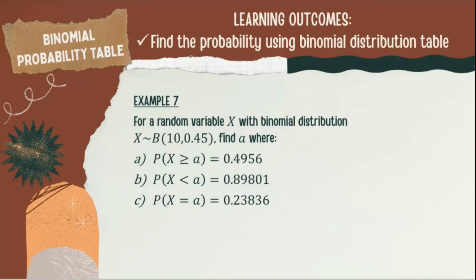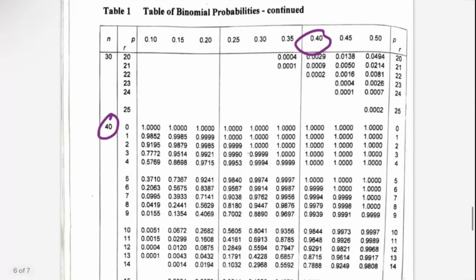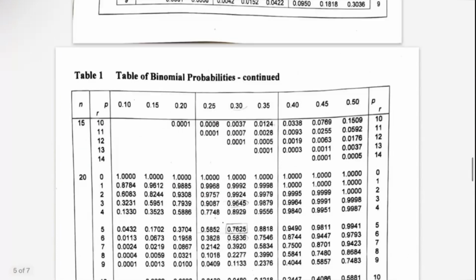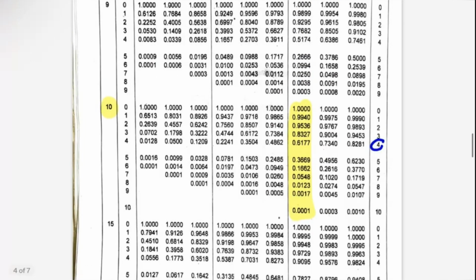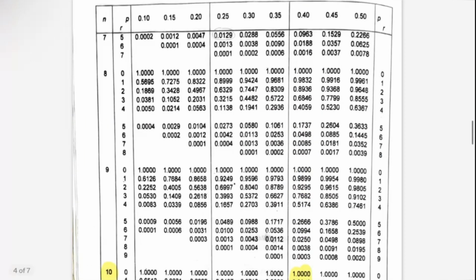Okay, tadi kita tengok kalau dia dah bagi R, kita nak cari probability dia dekat mana. Okay, now macam mana kita nak dapatkan R apabila dia bagi probability. Okay, this time macam mana kita nak buat. So let's look at the first one. So sebelum itu, kita pergi kepada page yang N kita adalah 10 and P kita adalah 0.45. So N kita 10, 0.45. So saya scroll ke atas lagi, 10. Okay, so this is where 0.45.